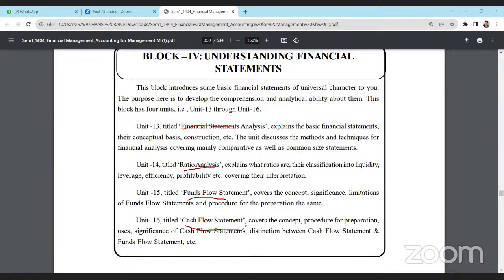Is the company in a liquidity position or not? What is its profitability position? All this is understood with the help of financial statements. So now let us look at financial statement analysis first.